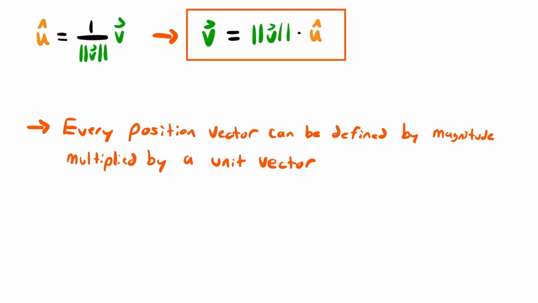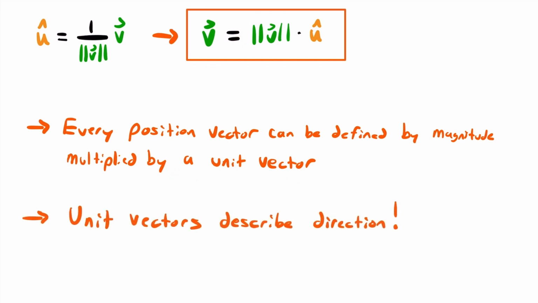All right, so the two important takeaways here are that every position vector can be defined by a magnitude multiplied by a unit vector. That's exactly what this is right here. And we also now know that unit vectors describe direction. So when you think about unit vectors, I want you to think about direction. Unit vectors are used to tell you the direction of your vector. And that is very important going forward in Calculus 3, because now we're going to look at some special unit vectors that will allow us to define any other vector.